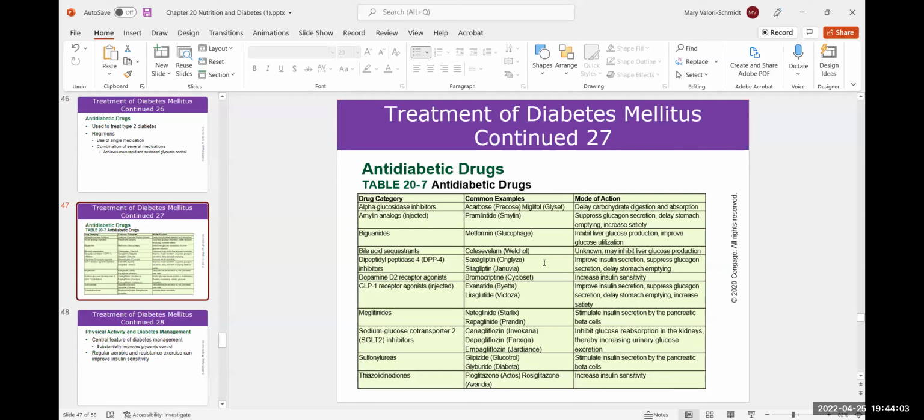And then you see there's this whole list of other different types of drugs that are used. And most of them increase either insulin secretion or delay absorption of carbs or help the cells be not resistant to the insulin and the sugars. So they work on different mechanisms, but metformin is the only one that specifically works in the liver.